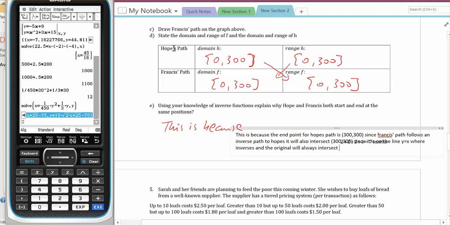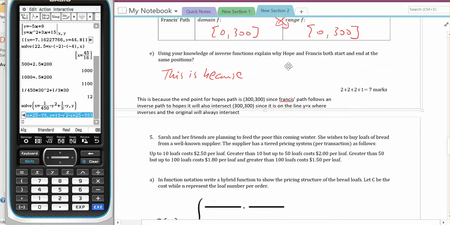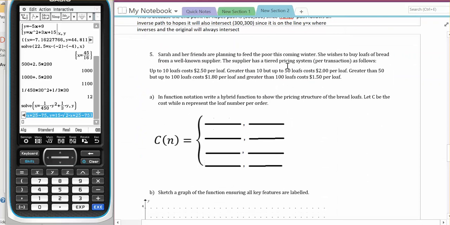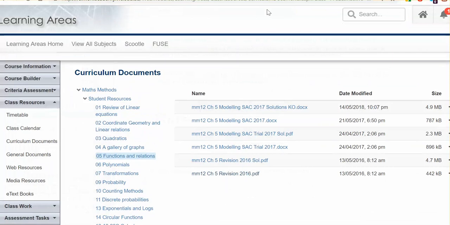Okay, so that's just some knowledge of the inverses and the relationship of the line y equals x. If you have the same coordinates, then that must be the case. Now, question 5 is a bit different. I won't go over question 5. I'll go over it a bit later, or I can go over it in the solution.